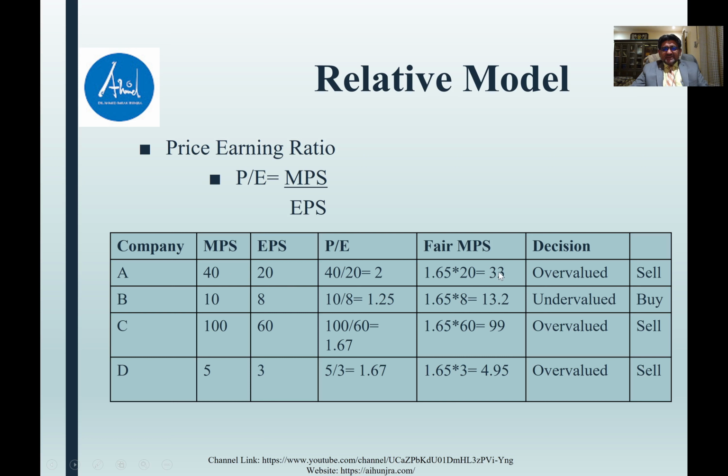If it's overvalued, then we will sell. Consider yourself as an investor. Then you will sell because it's overvalued. Actually, it has a worth of $33 or rupees, whatever currency unit you are using. In the market it's 40, but the fair, estimated, calculated worth is 33. It means it's overvalued. If it's overvalued, then you must sell that security, because its worth is 33.